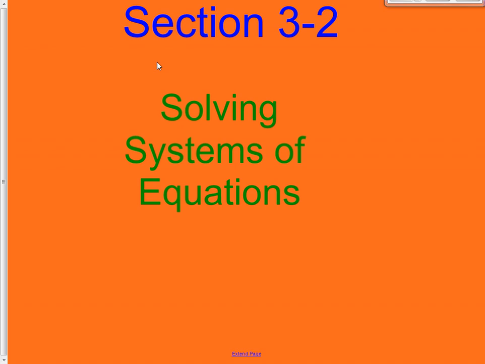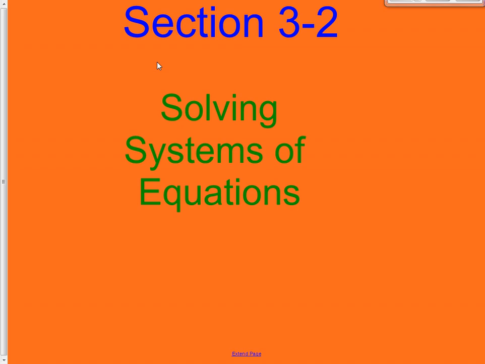We're on section 3.2. We're solving systems of linear equations. I believe you have all done this before in the past, but when we're solving systems of equations, what we're doing is we're finding what x and y equal, or we're finding what the variables equal. Most often it's two variables. It can be more, but more often than not we're going to solve for two different variables.